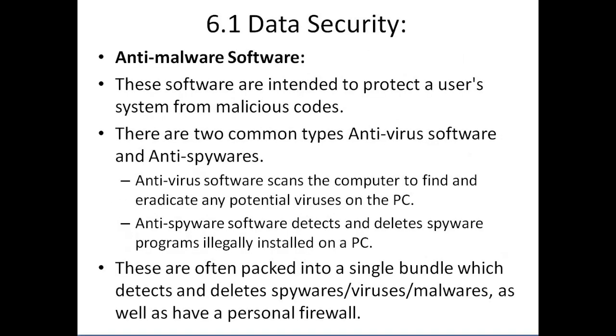Then we have anti-malware softwares. These softwares are intended to protect a user system from malicious codes. There are two common types: the antivirus softwares and the anti-spywares. Antivirus software scans the computer to find and eradicate any potential viruses on the computer, whereas anti-spyware softwares detect and delete any spyware illegally installed on a computer. If you don't remember what a spyware is, it is a software that basically records all of the keystrokes made by the user and sends them to its master or the hacker in the form of a text file.